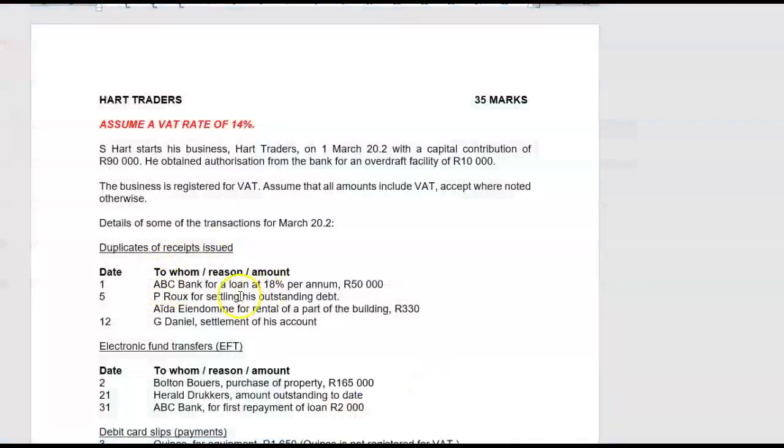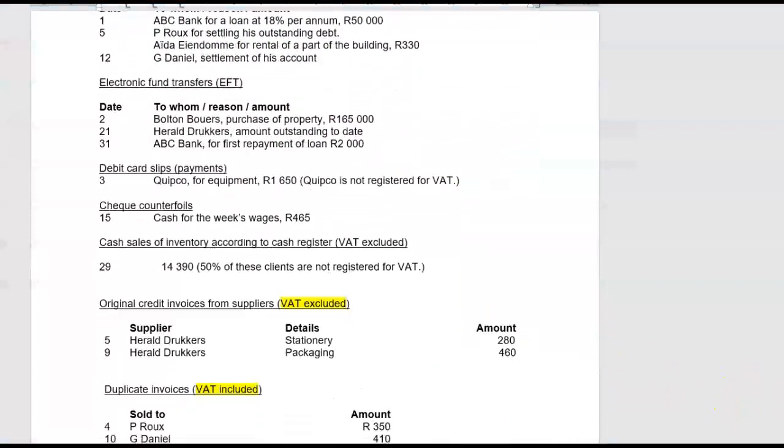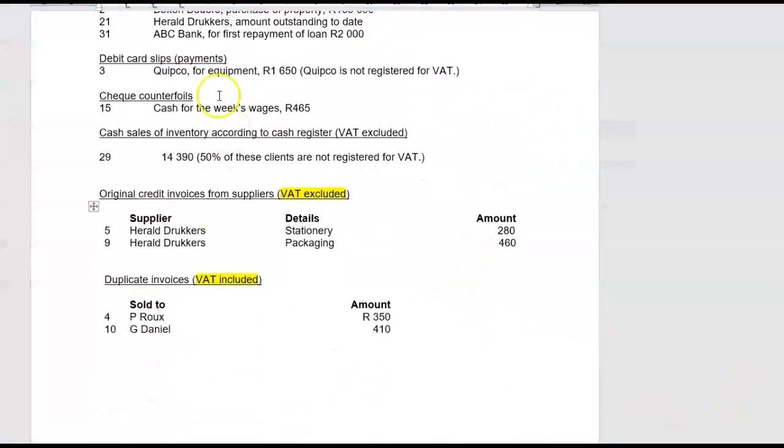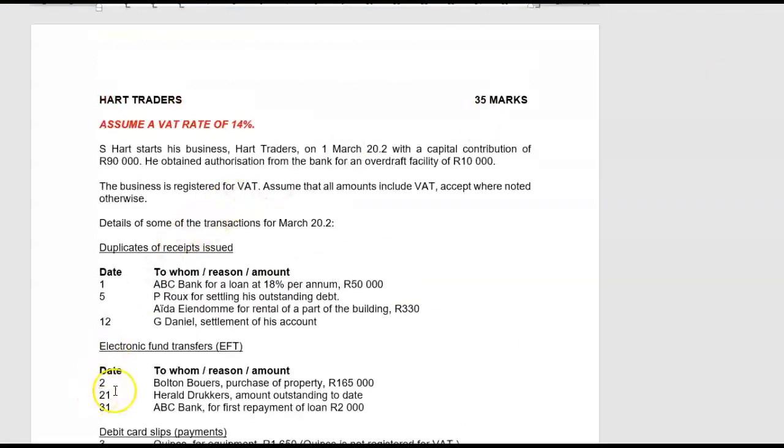Great. Let's check for another transaction on the first, and it seems that there is nothing. The next transaction seems to be the second. On the second, we have made an electronic funds transfer. Let's highlight that so you can see what we're talking about. Electronic funds transfer to Walton Bowes.